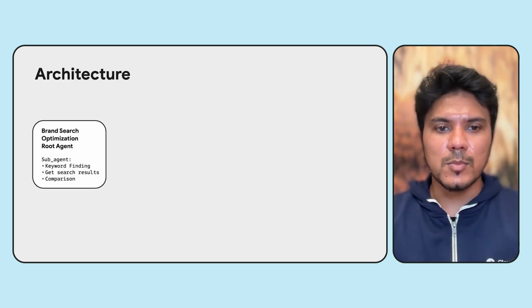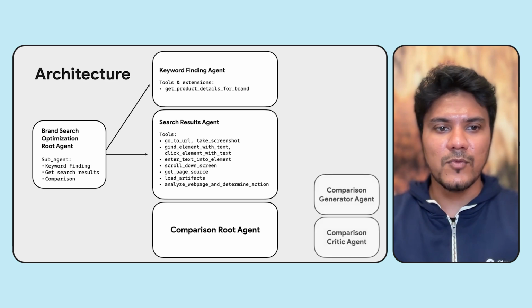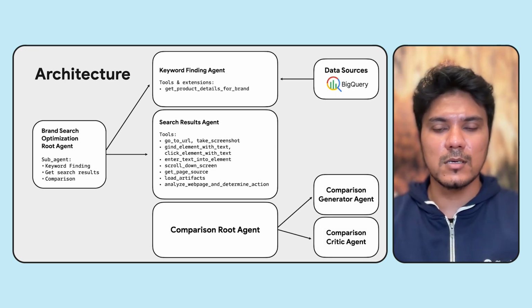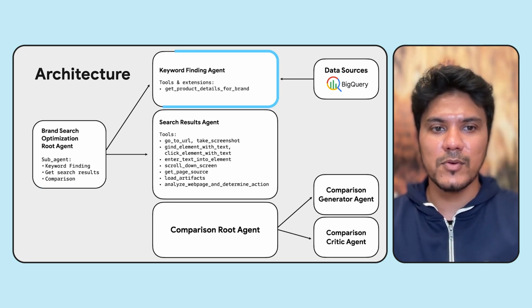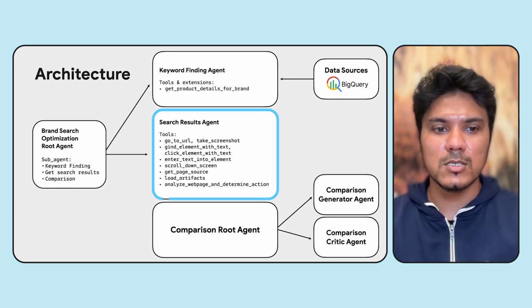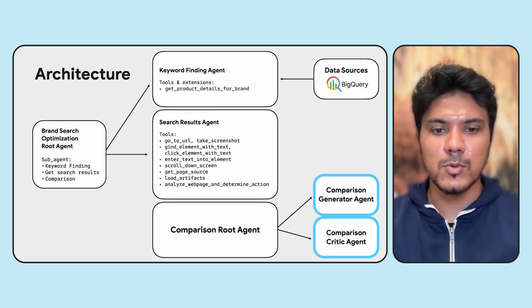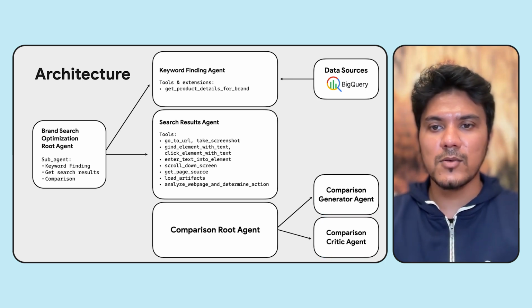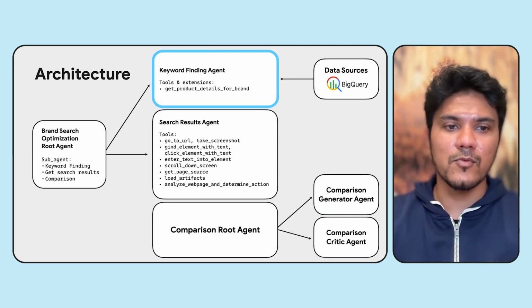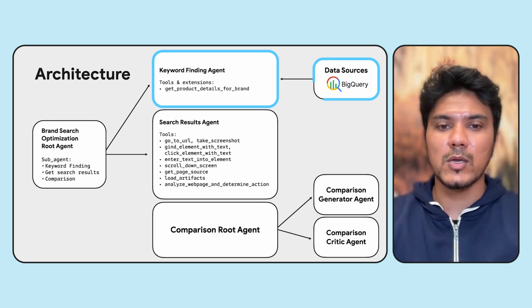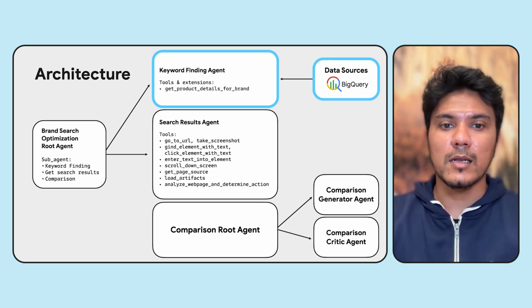And as I talked about in the introduction to the ADK, we have different tools and subagents here. On the left, you can see there is brand search optimization route agent. The main job of this agent is to route you to different subagents. And we have three subagents here: keyword finding agent, search results agent, and comparison route agent, which again connects to two more subagents.